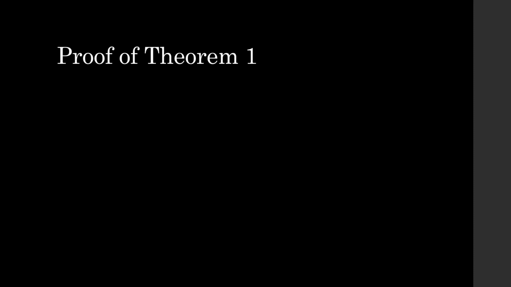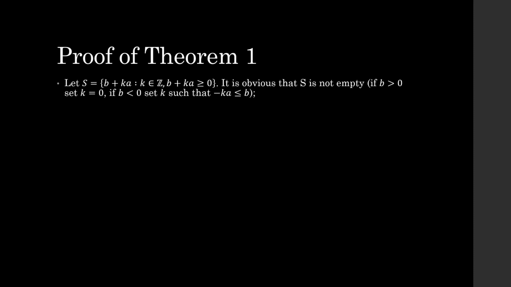So let's prove that. Let's take a set S. Once again, we get back into set theory. S is going to be all linear combinations of b and a, except that we only multiply b by 1. And we want these to be positive, so it's basically taking b and adding multiples of a, and we're only taking the ones that are above 0.